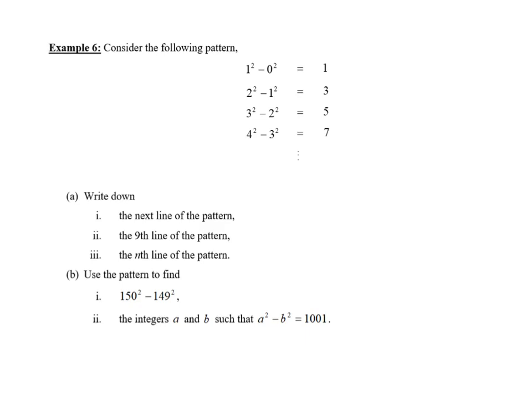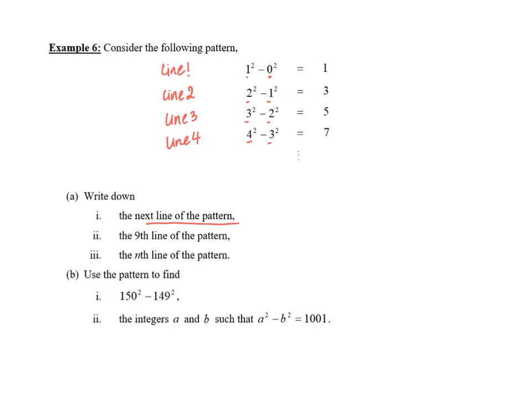Example number 6. The following pattern says it's 1 squared minus 0 squared. This is term 1, or in fact it's not term 1 in this case. They say it's a line, the next line of the pattern. So this is line 1. When it's 1, this is 1 and this is 0. When it's line 2, this is 2 and this is 1. Line 3, this is 3 and here is 2. Line 4, this is 4 and this is 3.